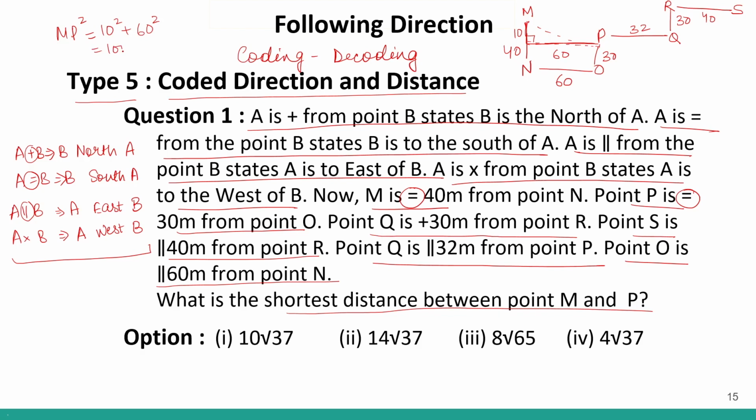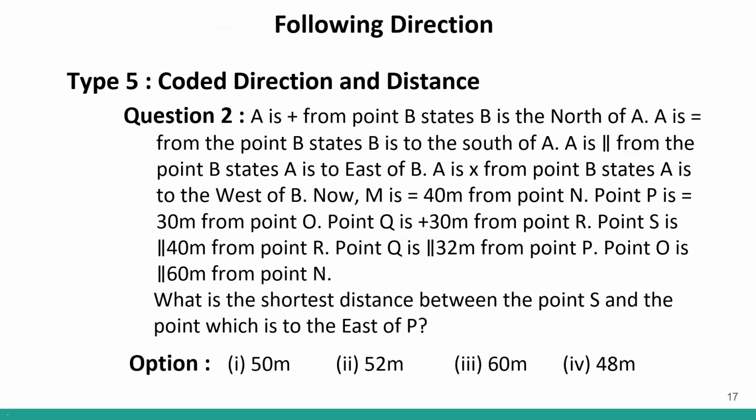So 10 square is 100. 60 square will be 3600. This will be 3700. So MP will be under root of 3700. Right? So under root of 3700 will be how much? It will be 10 under root 37 meters. So our answer will be 10 under root 37, which is option number 1.